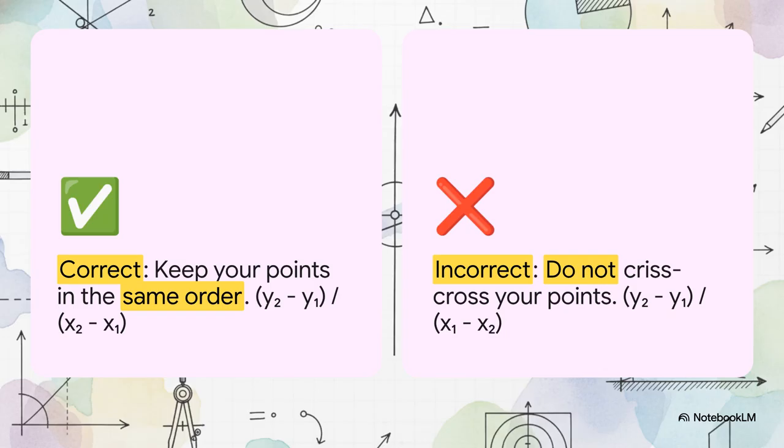It's mixing up the order of the points. See how in the incorrect version, the x's are flipped? That crisscrosses your data, and it will give you the wrong slope every single time. The rule is super simple. Whichever point you start with for your y on top, you have to start with that same point for your x on the bottom. Just keep your order consistent and you'll be golden.